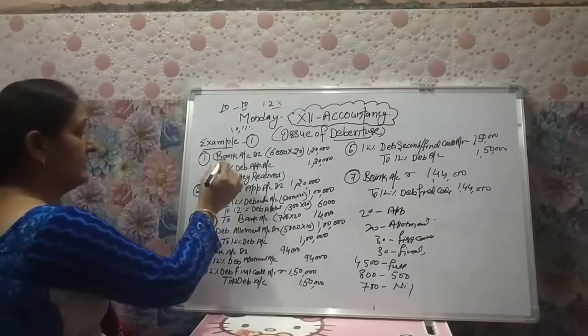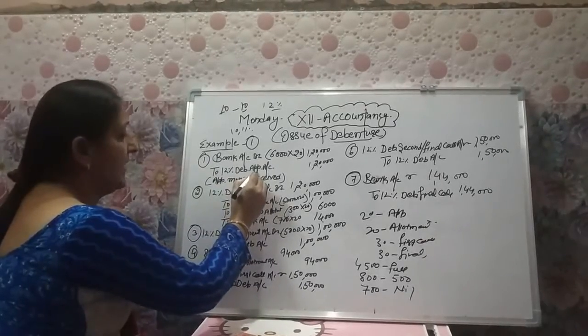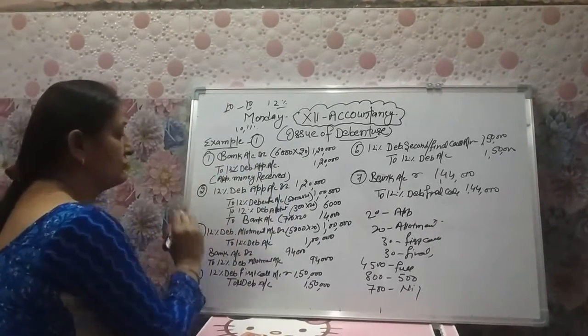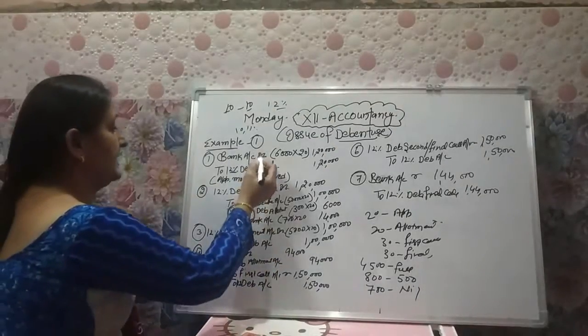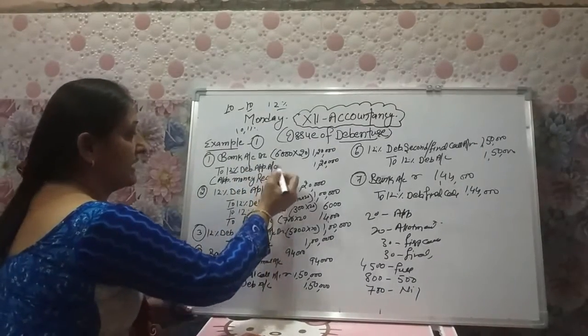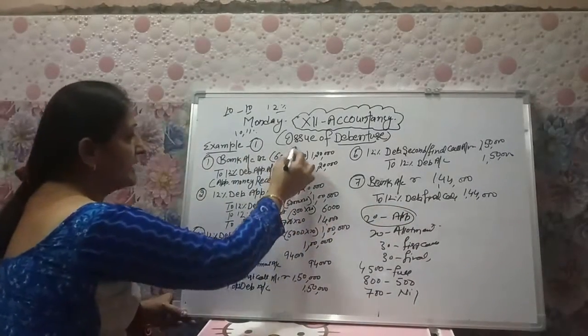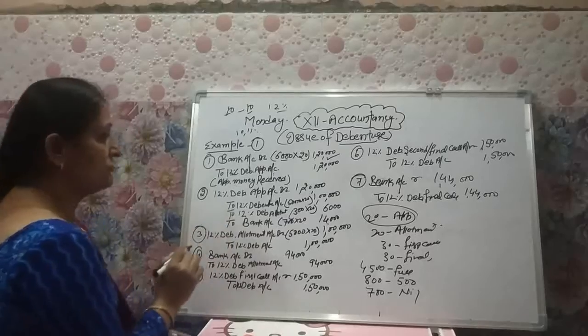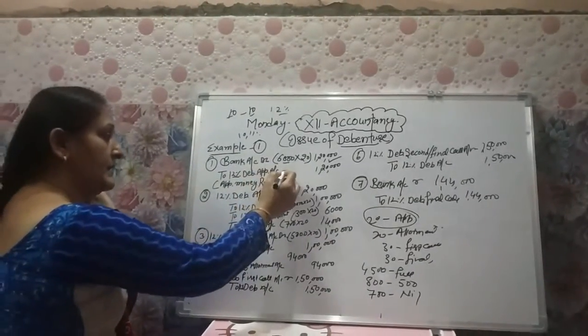So first of all, the first journal entry is bank account debit to 12% debenture application account. We must write the percentage with the debenture. So the entry is bank account debit to debenture application account. 6,000 debentures are applied for and the application money is 20. 6,000 multiplied by 20 is 1 lakh 20,000, and the narration is debenture application money received.